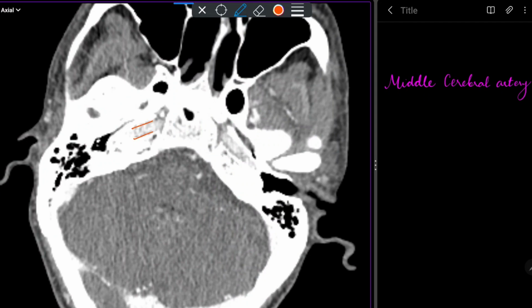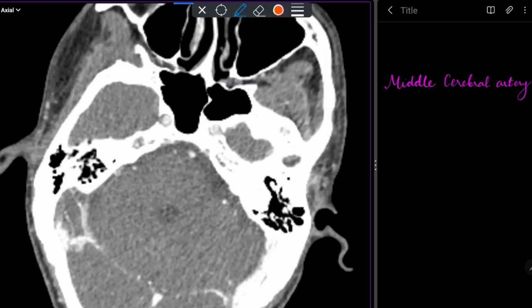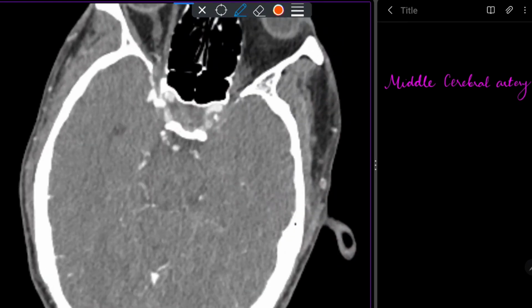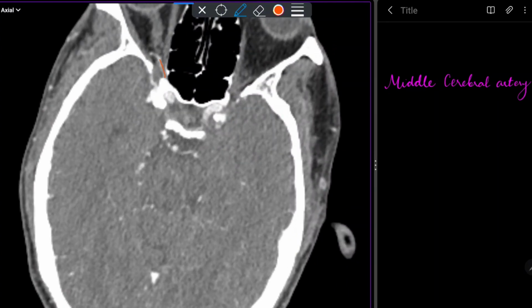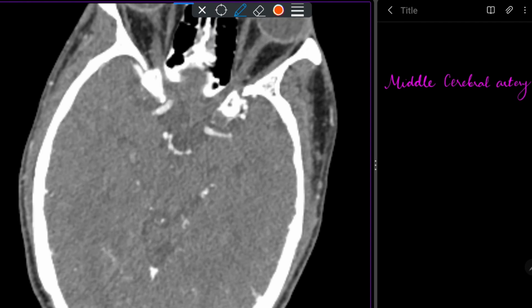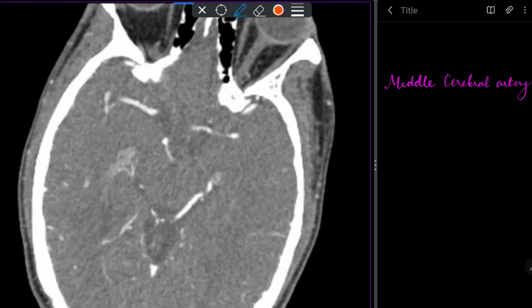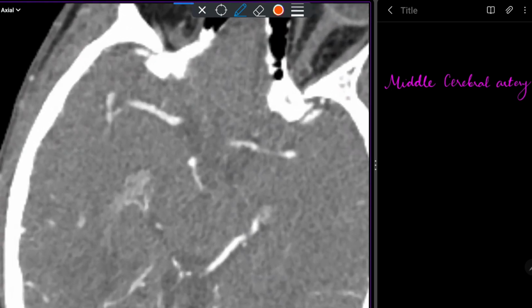the C2 part, which is the petrous segment of the ICA. This is the foramen lacerum, which the ICA enters to become the C3 part. This is the cavernous part. Then it becomes the C5 and the C6, the ophthalmic part, which gives the ophthalmic artery in this section. Then it ends by becoming the communicating segment of the ICA. And in this section, we can see the ICA giving off the middle cerebral artery.